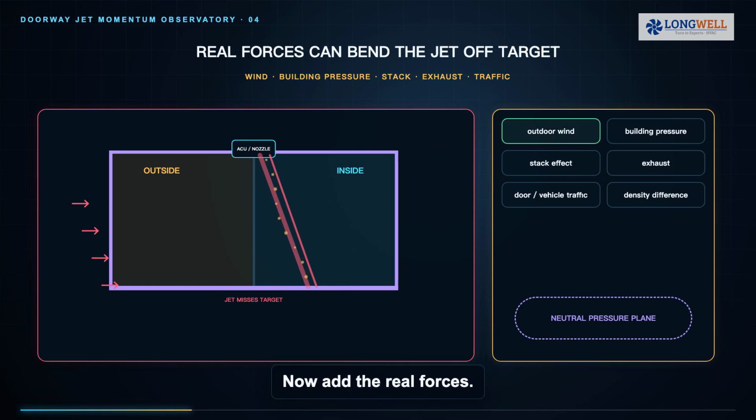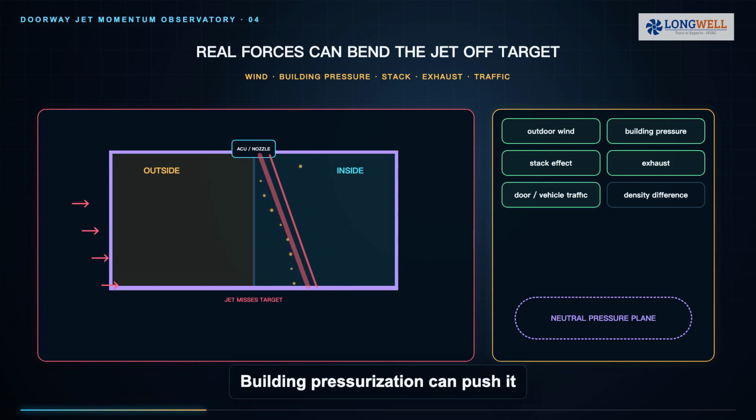Now add the real forces. Outdoor wind can push the jet inward or sideways. Building pressurization can push it outward. Stack effect changes pressure with height and season. Exhaust systems, open doors, vehicle traffic, and a warm versus cold density difference can all move the neutral plane. Selection has to use the actual doorway exposure and pressure condition, not only the opening dimensions.